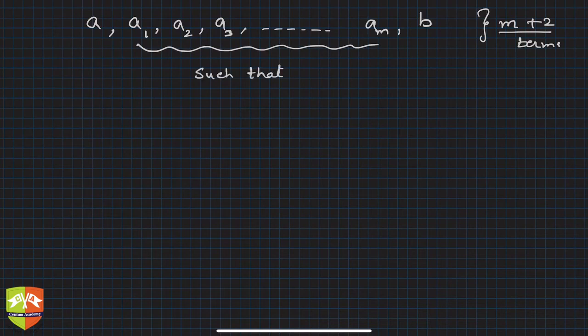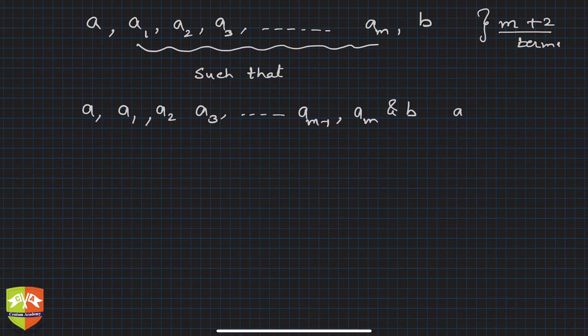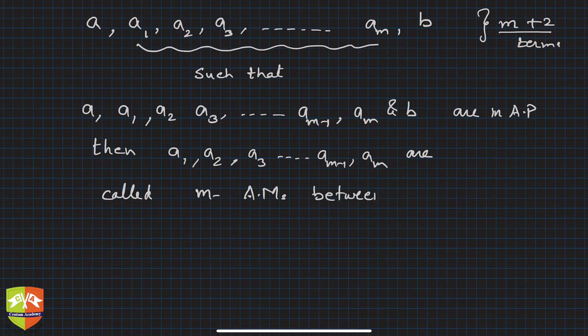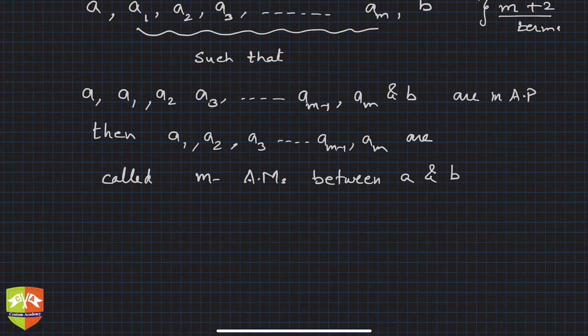These M terms are such that A, A1, A2, A3, dot dot dot, A(M minus 1), AM and B are in AP. Let's say if you could figure out these M terms between A and B, and along with A and B they are in AP, then A1, A2, A3, A(M minus 1) and AM are called M arithmetic means between A and B. Okay, so there are M arithmetic means between A and B. You can insert as many arithmetic means as possible between A and B. You just have to ensure that these terms are in AP.